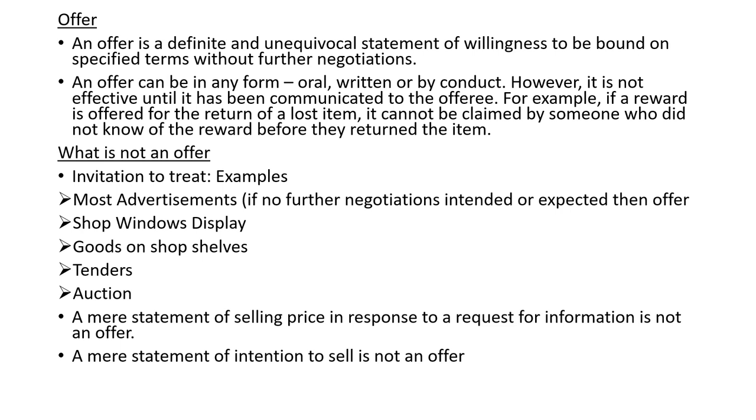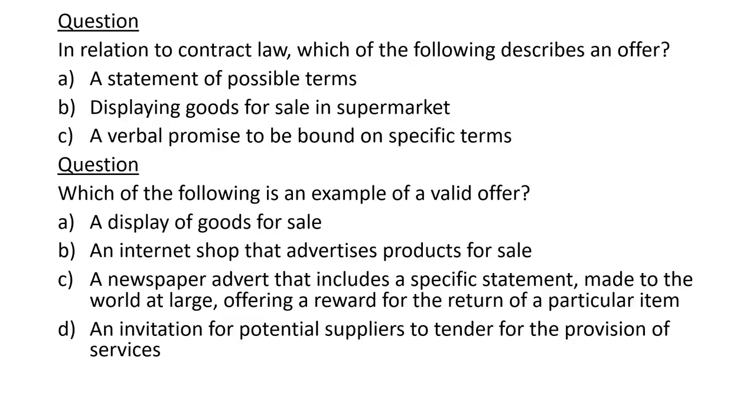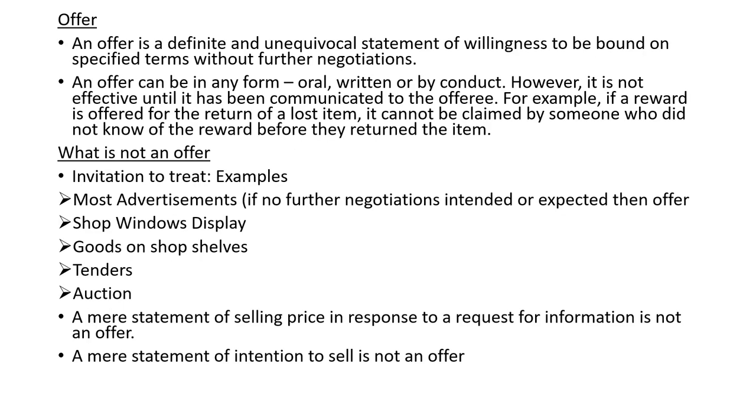So if an offeree does not know about the offer, they cannot claim the rewards under the offer. For example, if a reward is offered for the return of a lost item, it cannot be claimed by someone who did not know of the reward before they returned the item. So if a person does not know about the reward for the return of a lost item, when they return it, they cannot claim the reward because they didn't know about the offer.